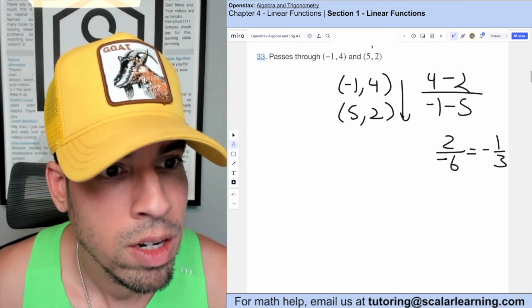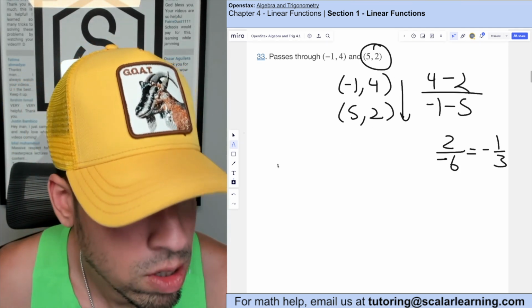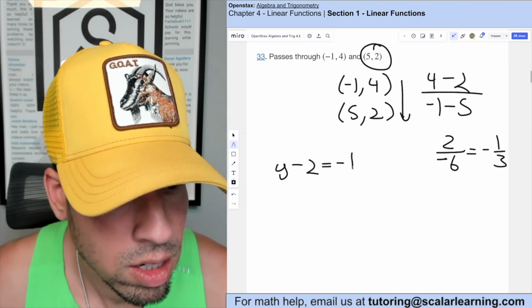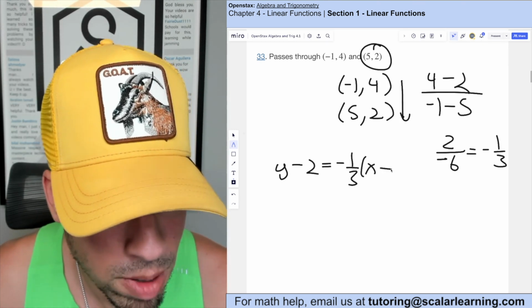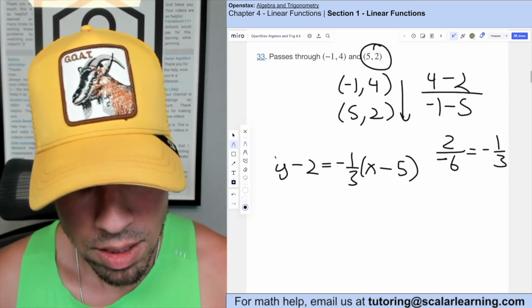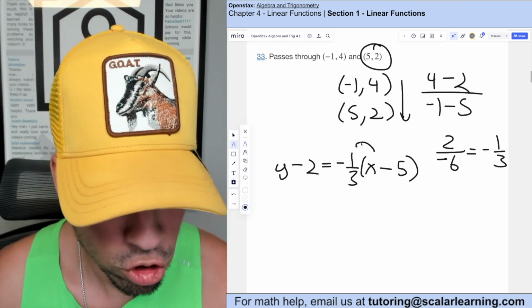So there's my slope. Now I'm going to use point slope. Let's choose this one because there's no negatives, just a personal preference. So I got y minus the y value up there, which is 2, equals -1/3, my slope, times x minus that corresponding x value, which is 5, like so. So technically, this is the linear equation, but in the answers, they have it in slope-intercept form. So let's go ahead and distribute and simplify.